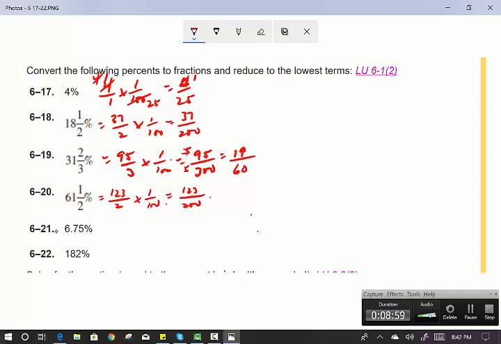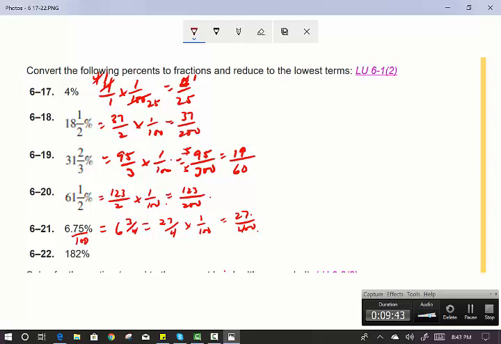And number 21 is 6.75. I'm going to convert that to a mixed number of 6 3/4. I did that because if you look at the 75 right here, 0.75, that's in the hundredths location. And then I reduce that down to 3/4. So 75 over 100 is 3/4. So it's the same as 6 3/4. Then convert that to an improper fraction. 6 times 4 is 24, plus 3 is 27 over 4 times 1/100th equals 27 over 400.